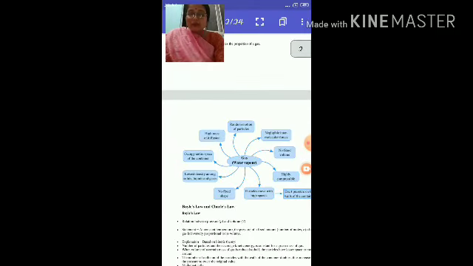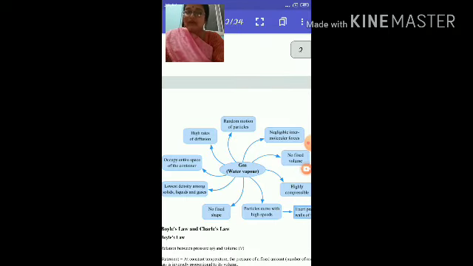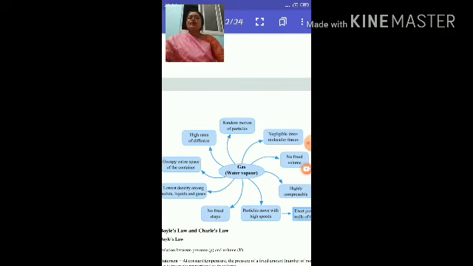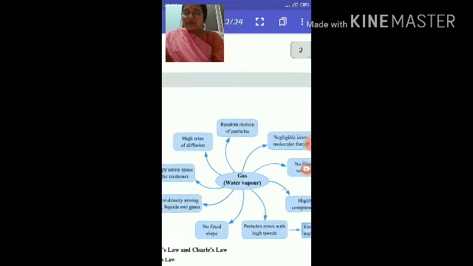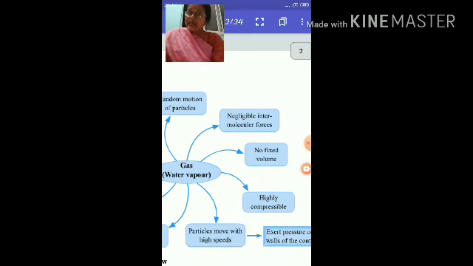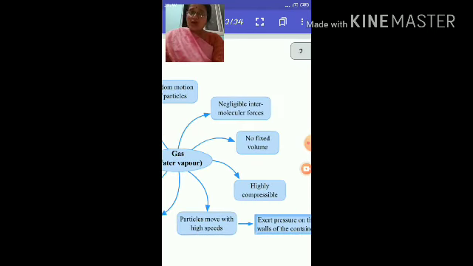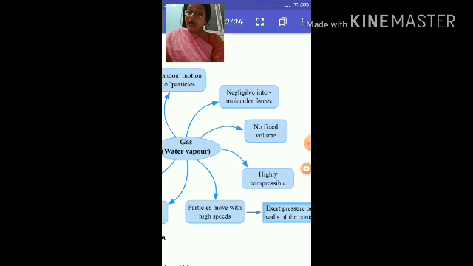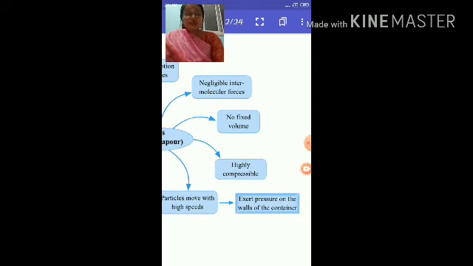The various properties of gas have been summarized by this picture. For example, we have taken water vapor, which is a gas. It has various properties, like I have already discussed: random motion of particles, negligible intermolecular forces, no fixed volume, highly compressible. If we press the gaseous molecules, it will be very easy to make them compressed. They exert pressure on the walls of the container.